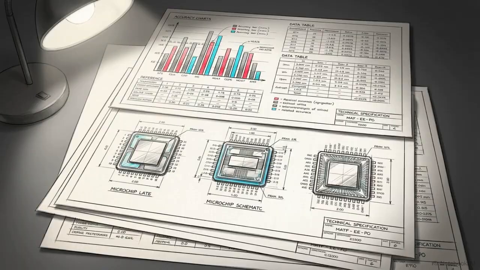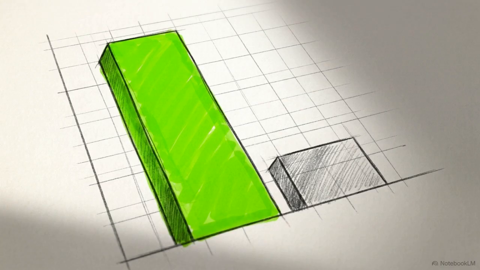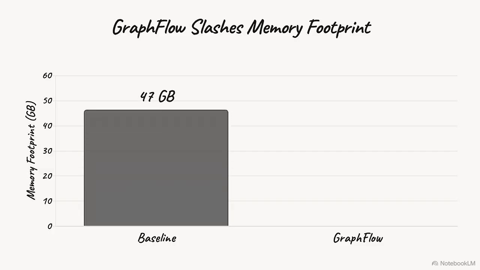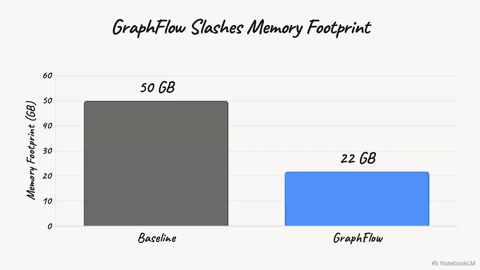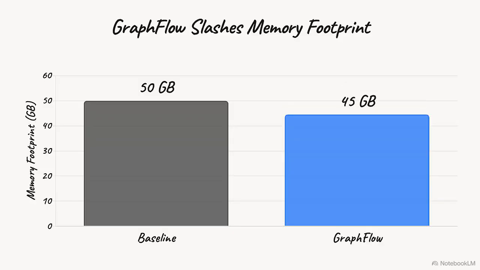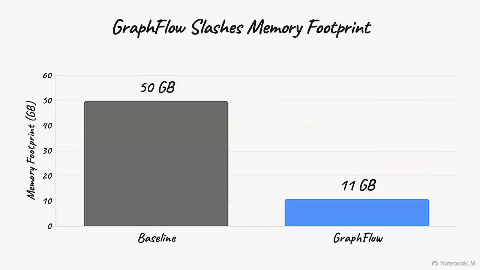The paper tested this architecture on reasoning and coding benchmarks like GSM-8K and math, utilizing 7 to 9 billion parameter models. For quality, GraphFlow achieved a 4.95-point average accuracy increase over AFlow, which was the strongest baseline tested. This chart shows the primary efficiency gain. On GSM-8K, the total KV cache memory footprint drops from roughly 50 gigabytes down to 11.